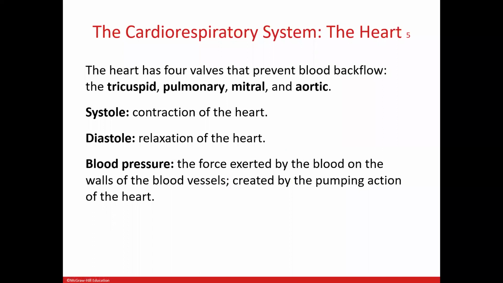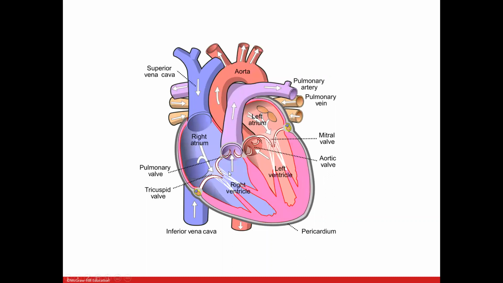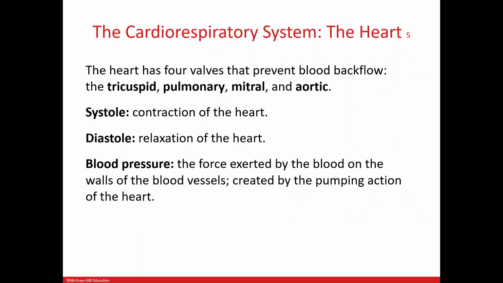So the heart has 4 valves that prevent blood backflow, which means that over here, we don't want any of the blood to come this way back because it would create a lot of issues. So the body has these valves to prevent anything from going in the opposite direction that it should.